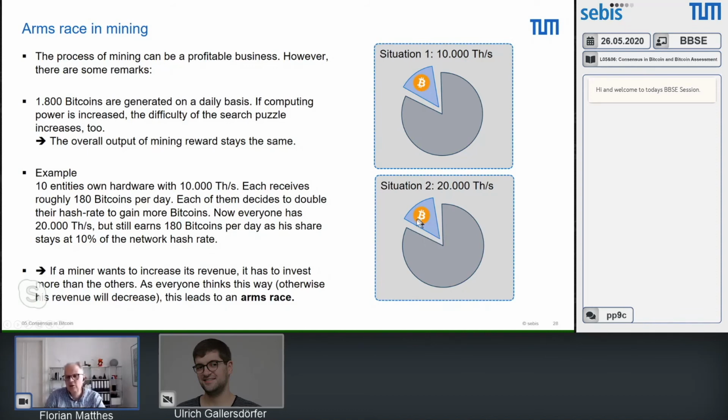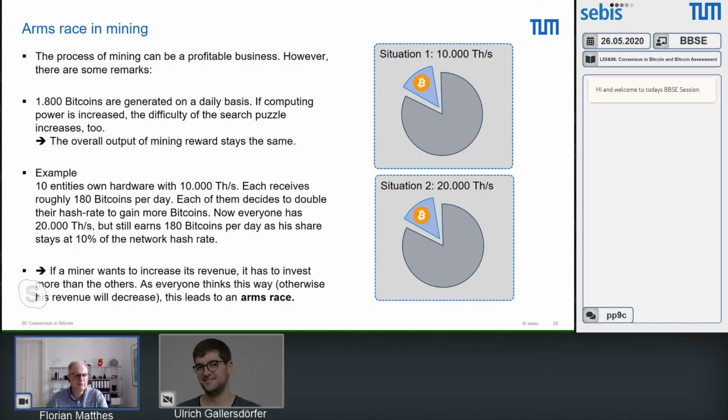You have to pay more money, but in the end, you only have so much money which you can earn. So therefore, there's a limit, more or less, at which it becomes non-profitable to invest too much money if you don't steal the compute resources of your employer. So the arms race is more or less driven by the price of the mining hardware.